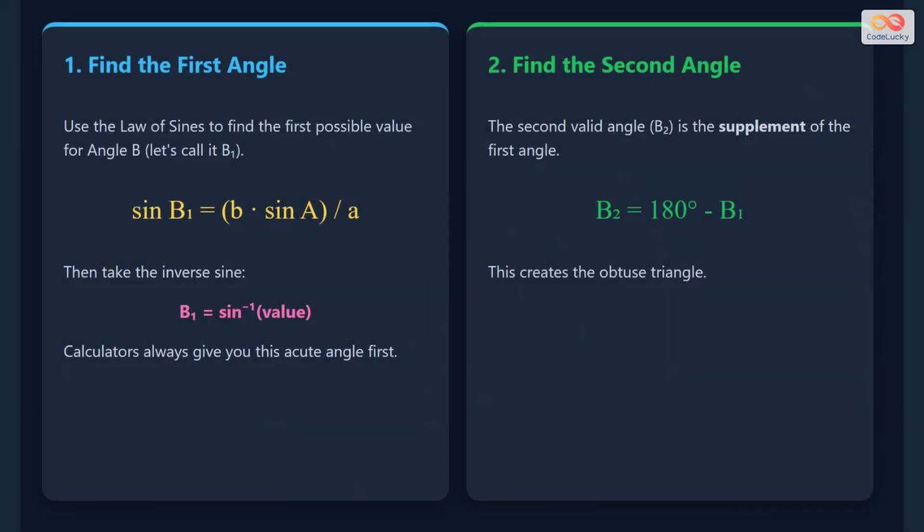How do we find the angles for these two triangles? When you use your calculator with the law of sines, it will give you the acute angle, B1. To find the second angle, B2, you simply subtract the first angle from 180 degrees. This gives you the obtuse angle for the second triangle.